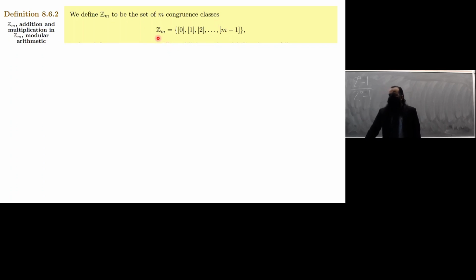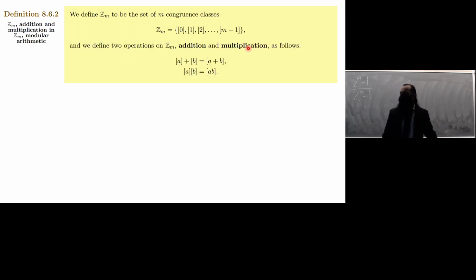So this Zm, that is the set of congruence classes. Each of these is a congruence class. This is also a set of sets, because 0 in square brackets is a set, 1 in square brackets is a set. These are all congruence classes. Those are sets of integers. So the integers mod m, this is a set of sets, a set of congruence classes, and each congruence class is a set.